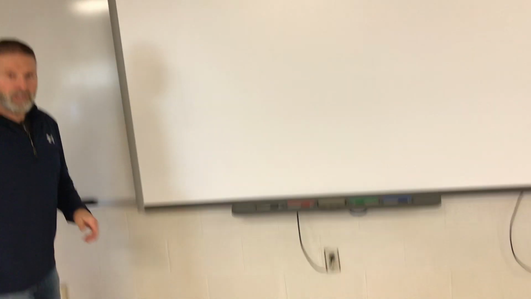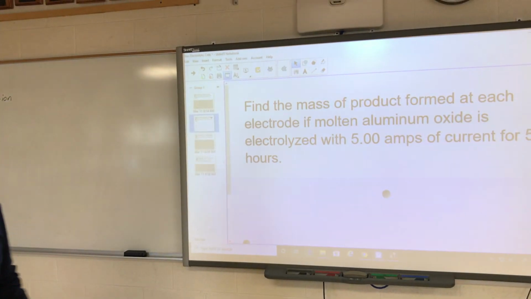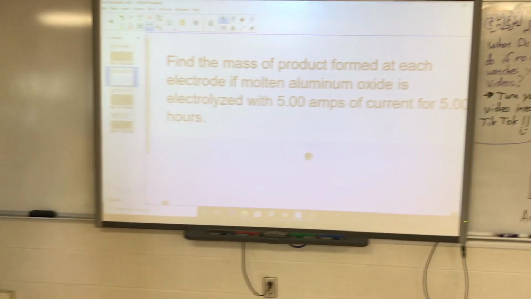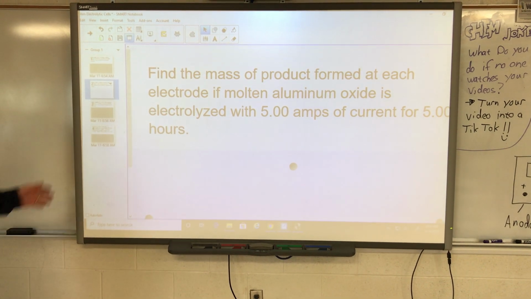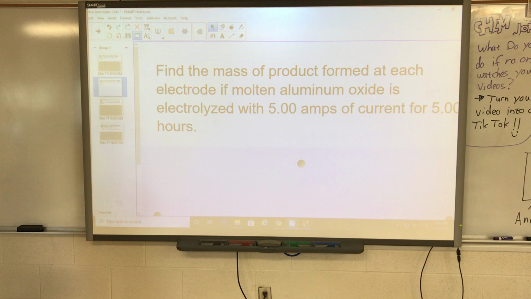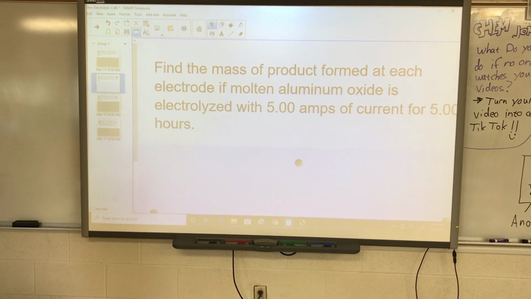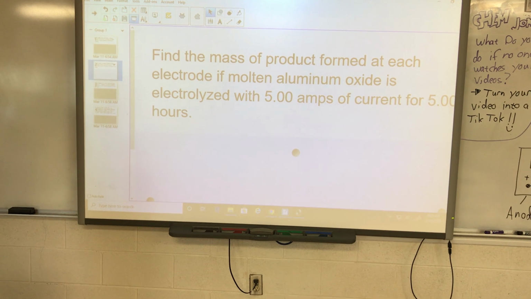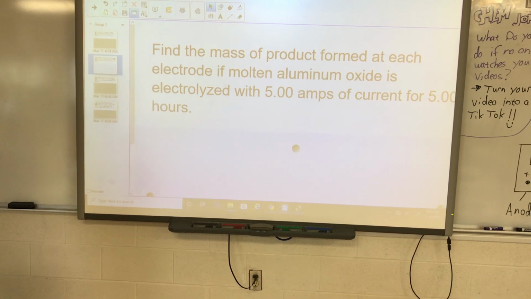Okay, let's see if we can get the screen on. We'll try to show you a couple of examples here. See if it makes sense. So here's one potential question. Could you find the mass of product formed at each electrode if molten aluminum oxide is electrolyzed with 5 amps of current for 5 hours?